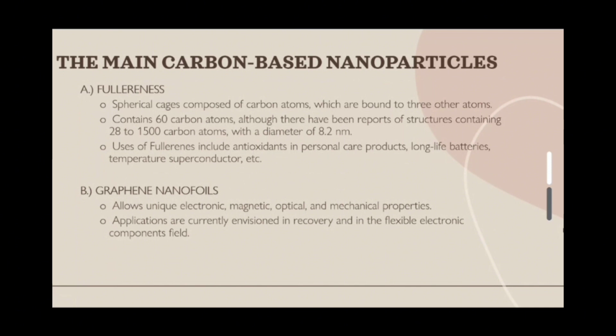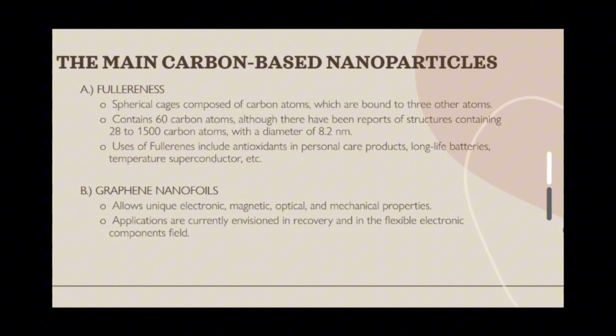First is fullerenes, also known as buckyballs, which are spherical cages composed of carbon atoms, each bound to three other atoms. It contains 60 carbon atoms, although there have been reports of structures containing 28 to 1,500 carbon atoms with a diameter of 8.2 nanometers. Uses of fullerenes include antioxidants in personal care products, long-life batteries, high-temperature superconductors, and etc.